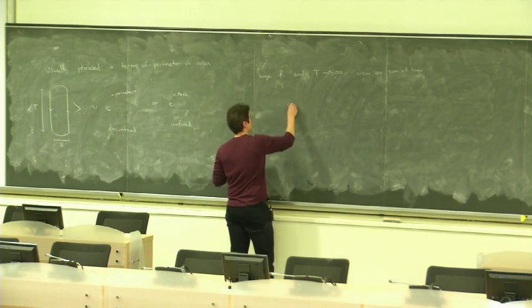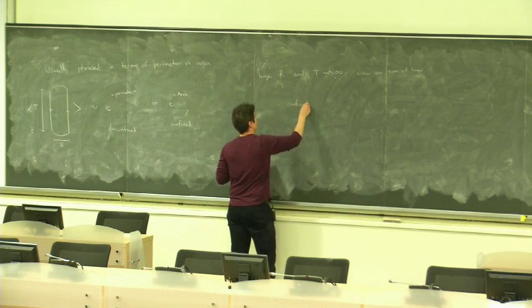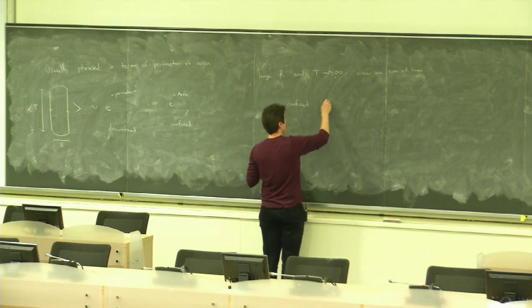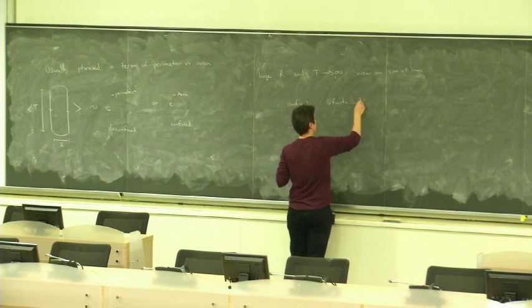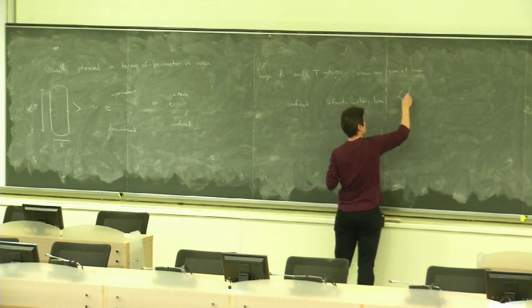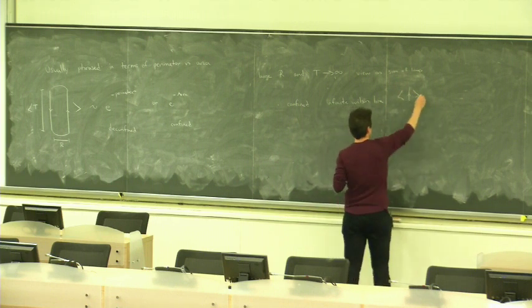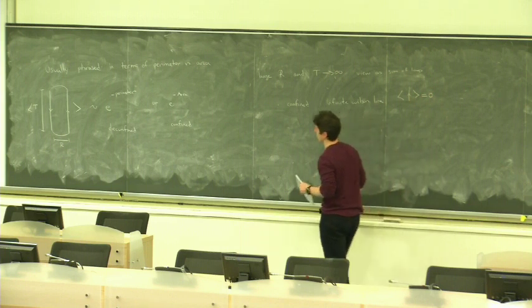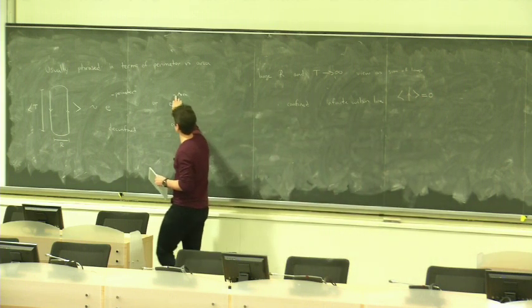So if it is confined, then the infinite length Wilson line, which I'll draw like this, has expectation value 0, because this decays like t.